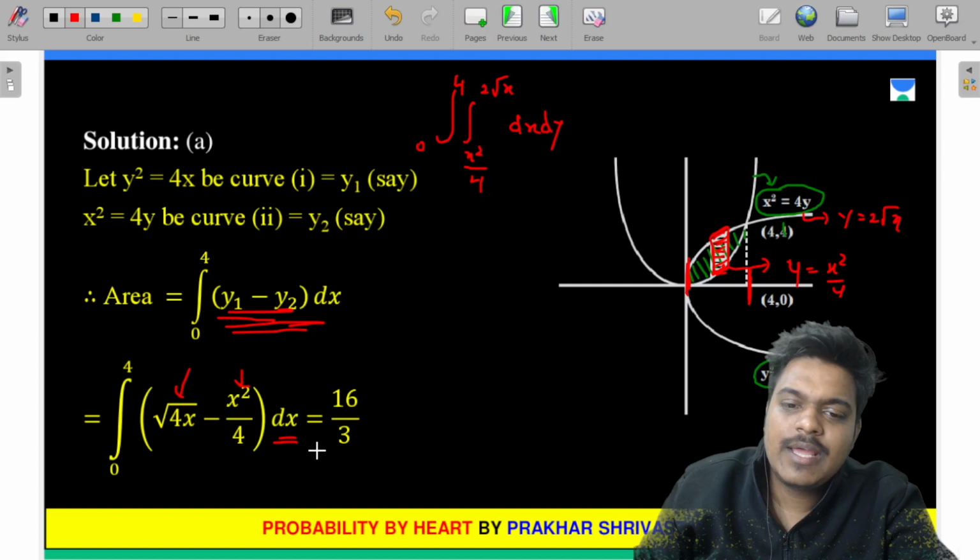Again, try to go for this. This is again a good question from double integration. It is a very good question from double integration.